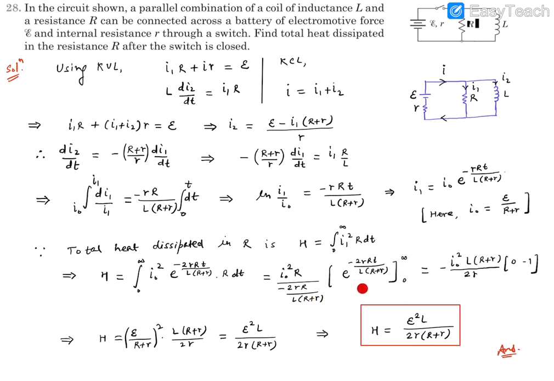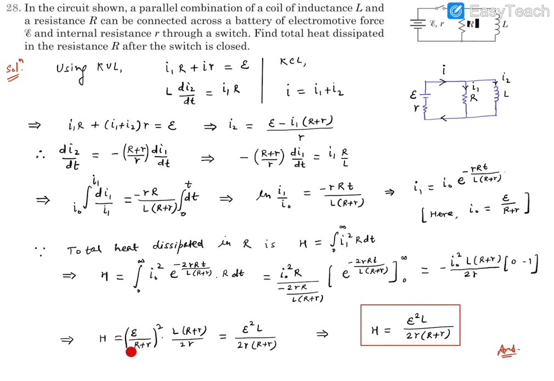This minus will absorb this thing. When we put infinity over here, e raised to the power minus infinity is 0. When we place 0 over here, e raised to the power 0 is 1, so it's like 0 minus 1, and there's a minus outside. They get cancelled out. This comes outside, so it becomes I naught squared L(R plus r) divided by 2r. Now we can substitute this I naught, which is E divided by (R plus r). So it's like E divided by (R plus r) squared into L(R plus r) divided by 2r.